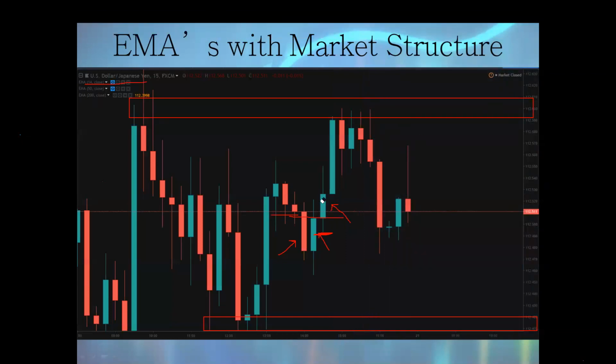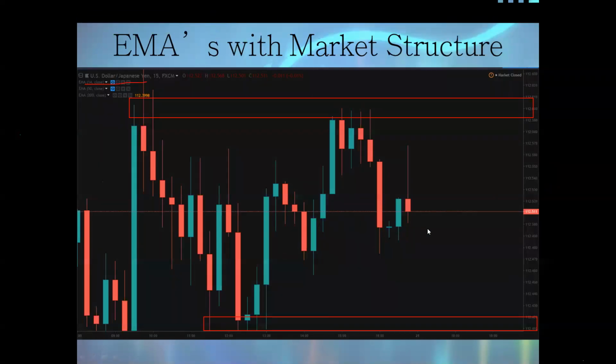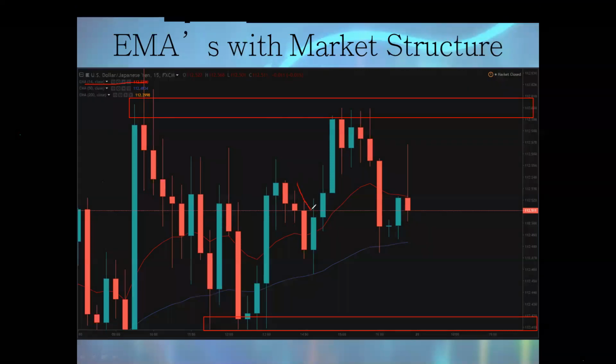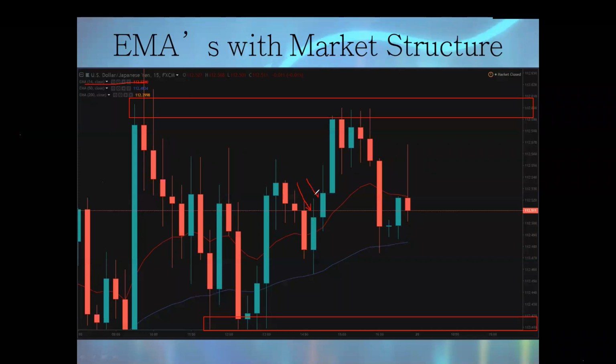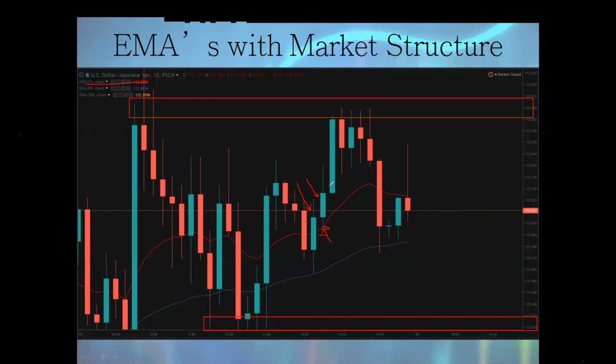Now let me bring on the 14 EMA here, and you'll see what I meant. See, this candle closed above the 14 EMA. This candle closed above the 14 EMA. The 14 EMA acted as dynamic support. So you guys are right: stop below the 15-minute candle and then continue to move up.